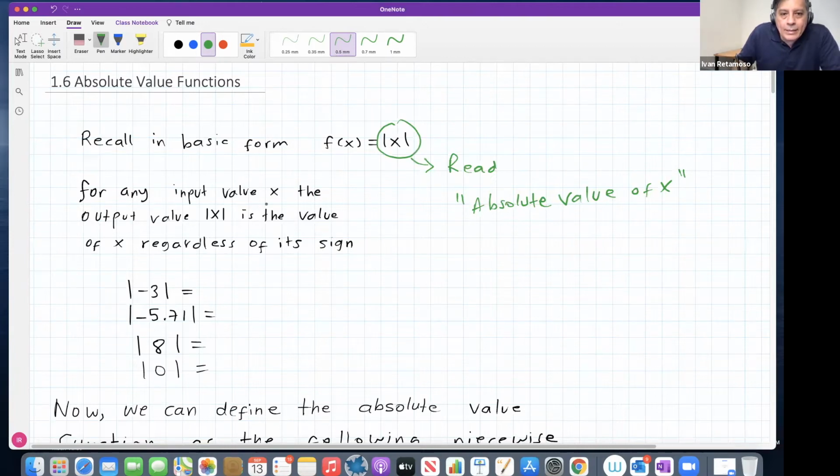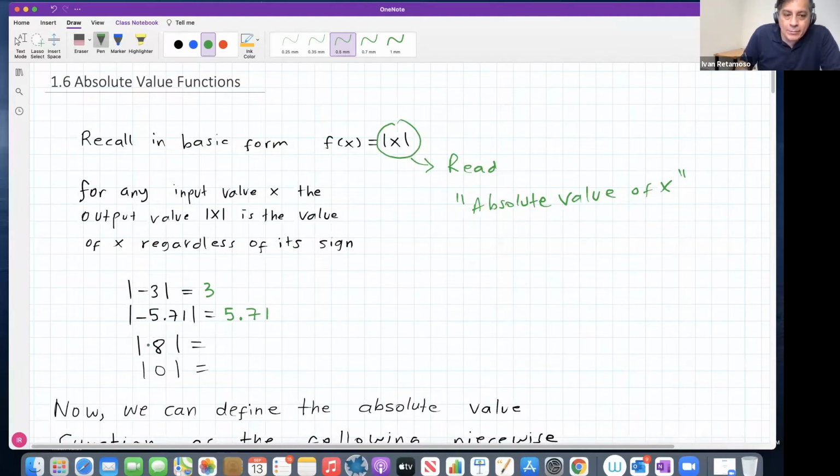For any input value x, the output value, absolute value of x, is the value of x regardless of its sign. So it just basically drops the sign of the real number, and outputs just the value. For example, the absolute value of -3, dropping the sign, is just 3. The absolute value of the real number -5.71, again dropping the sign, whatever it is, positive or negative, is 5.71, right?